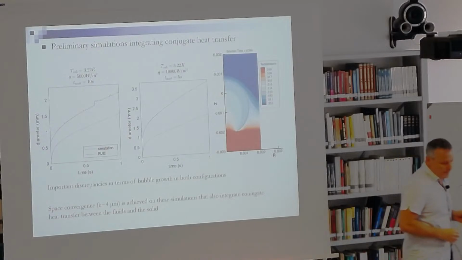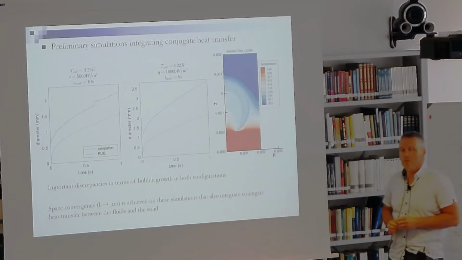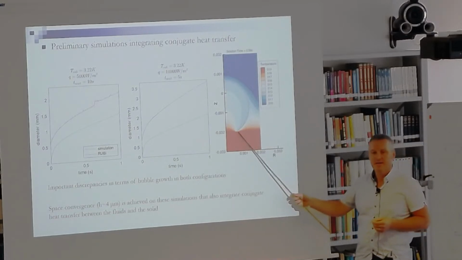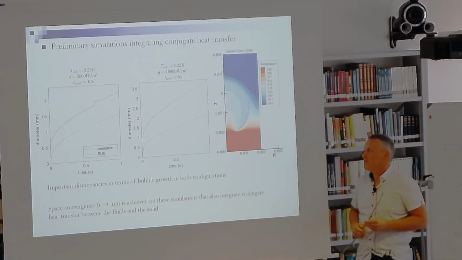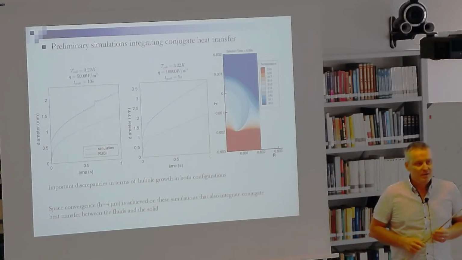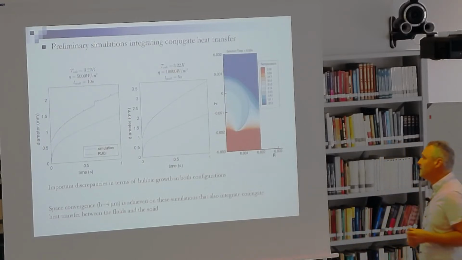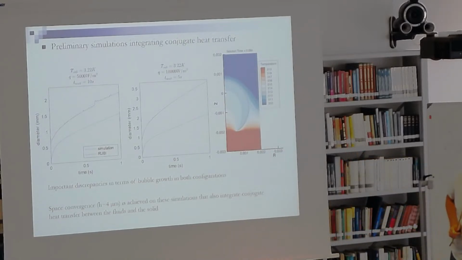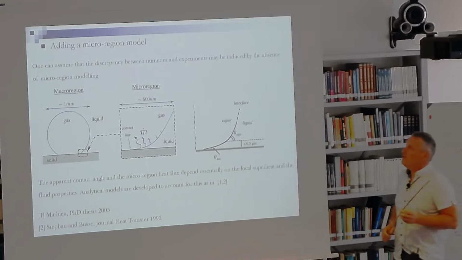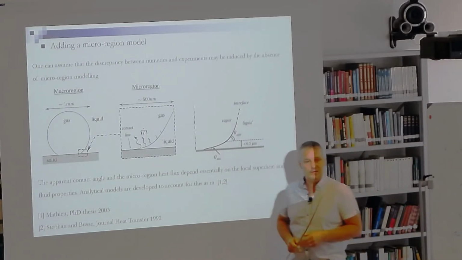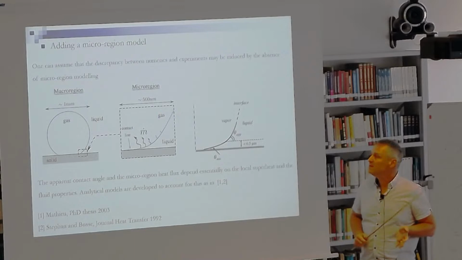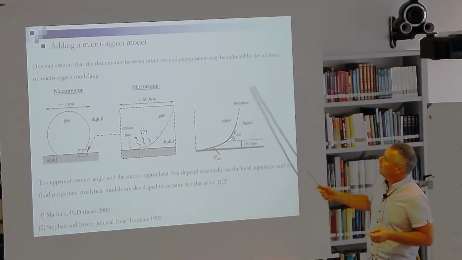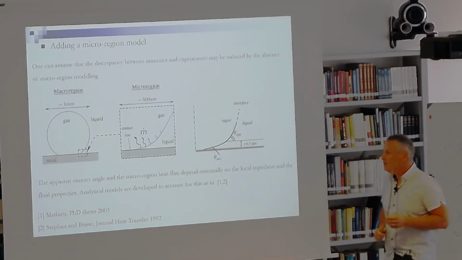So our assumption was that maybe we neglect important effects at the contact line, and maybe the micro-regions that we have talked about before can have a significant impact on the overall bubble growth. So we tried to implement a micro-region model to couple it to our DNS solver. So this is the same figure as previously shown.